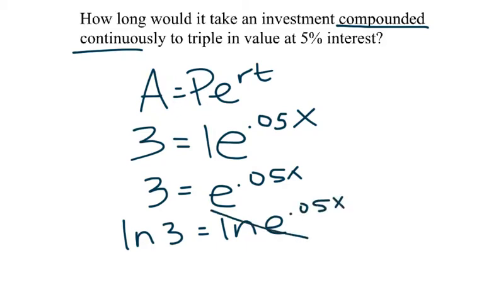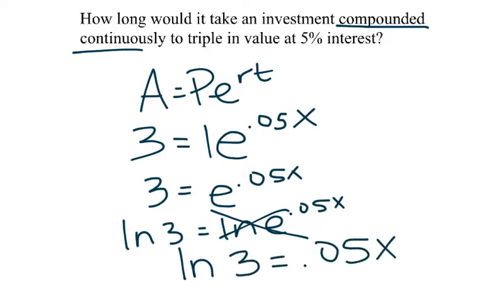When you take the natural log of an e, it cancels out. So what we have is the natural log of 3 equals 0.05x. We've got to get x by itself, so we're going to divide by 0.05. So in my calculator, I'm going to type the natural log of 3 divided by 0.05.